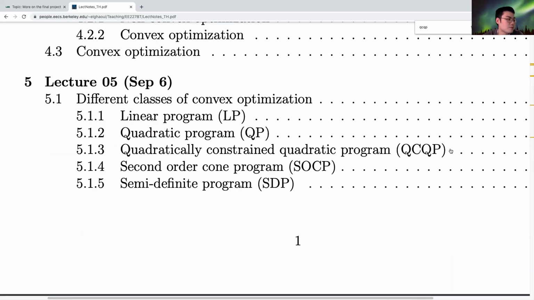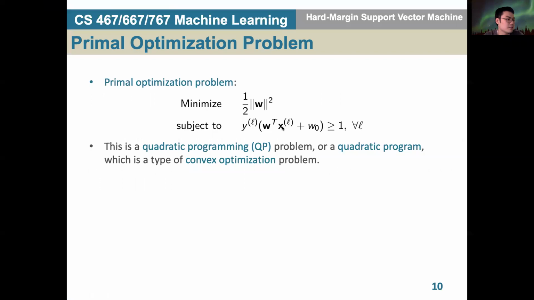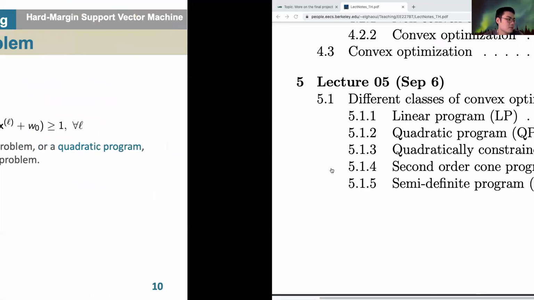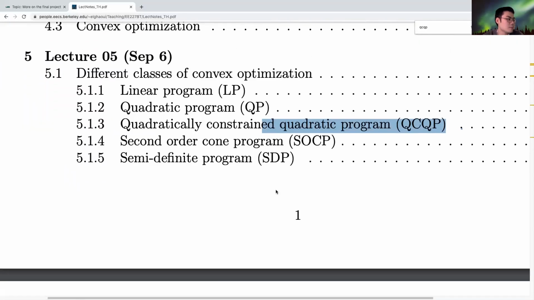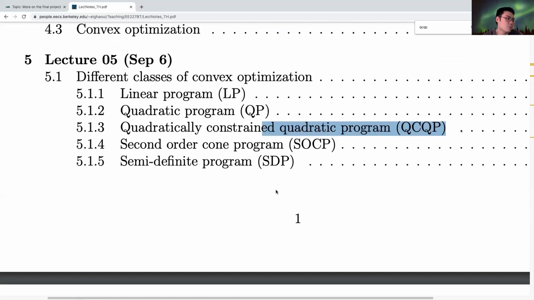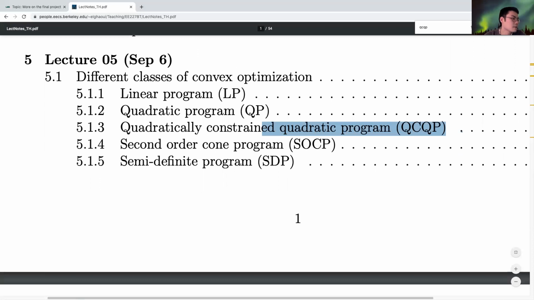And there is also QCQP. QCQP says that not only is the target function quadratic, your constraints are also quadratic. Right now our constraints are linear, if you look at it. And there are also second order cone programs and SDP; there are a lot of preset solvers that you can use.